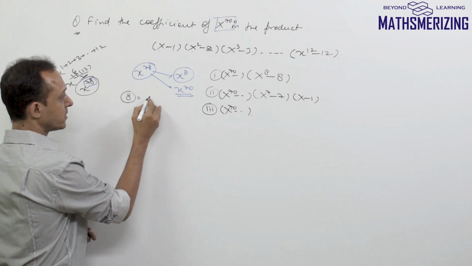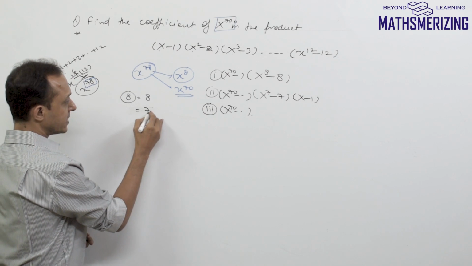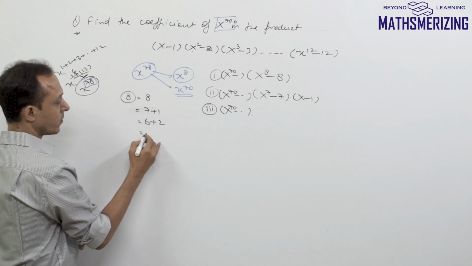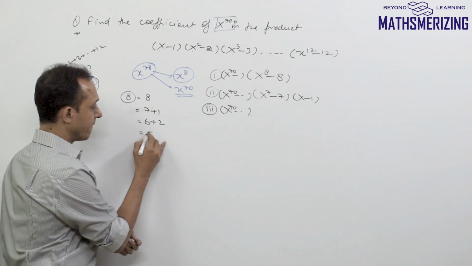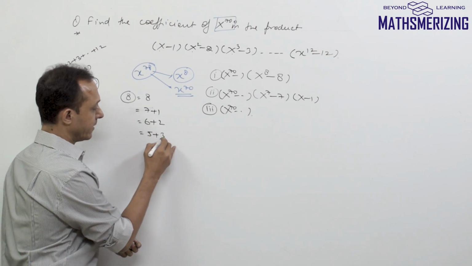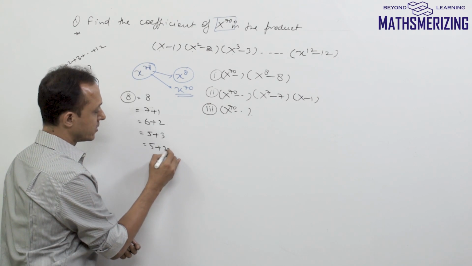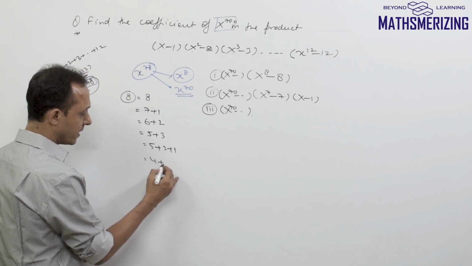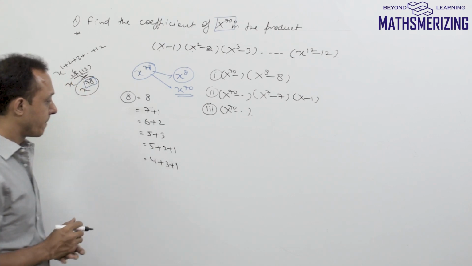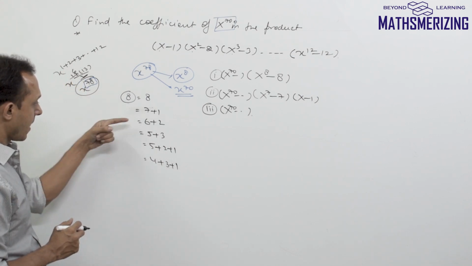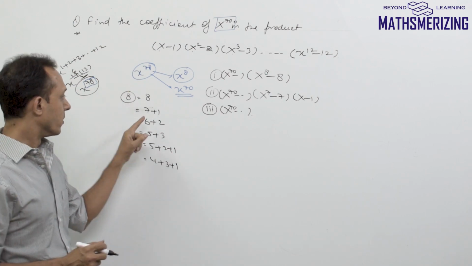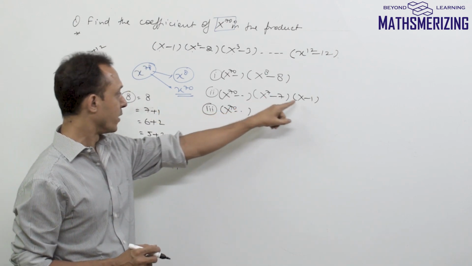So one of the ways was simply 8. Another one was 7 plus 1. Other could be 6 plus 2, or it could be 5 plus 3, or 5 plus 2 plus 1, or it could be 4 plus 3 plus 1. So these are the 6 possibilities, and there will be no other possibility. So that is x to the power 70, 7 and 1.